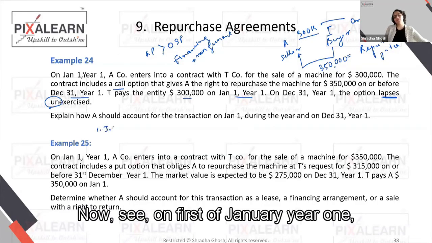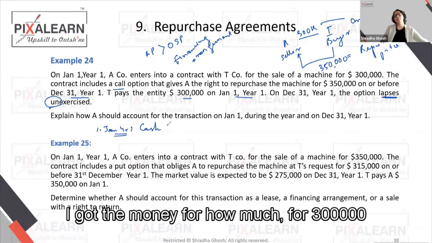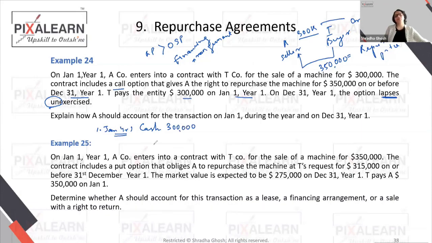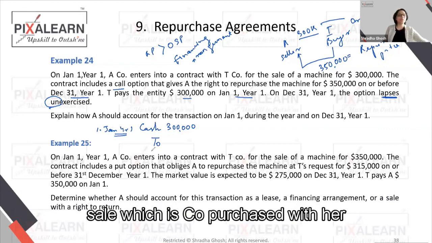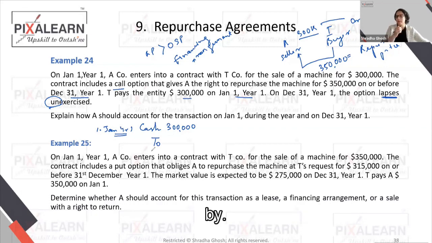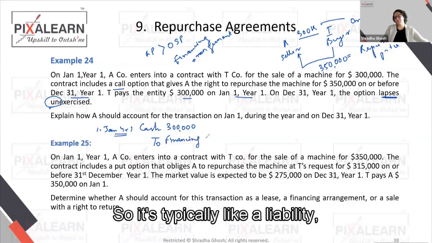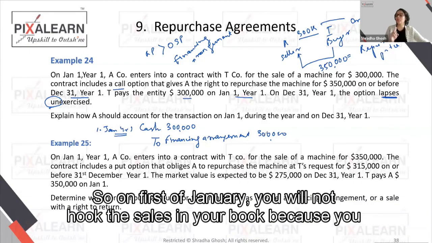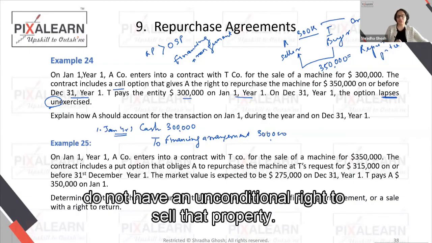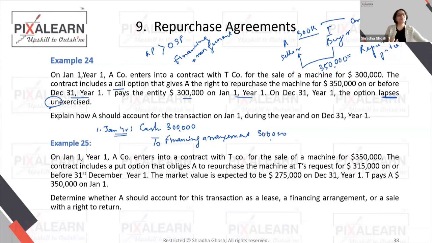Now see, on the 1st of January, year 1, I got the money because the machine was sold. I got $300,000. But I can't book it as a sale, because this is a sale with a buyback. So you have a financing agreement, which is typically like a liability of $300,000. On the 1st of January, you will not book the sale in your books because you do not have an unconditional right to sell that property. You are still retaining the right to repurchase it, right?